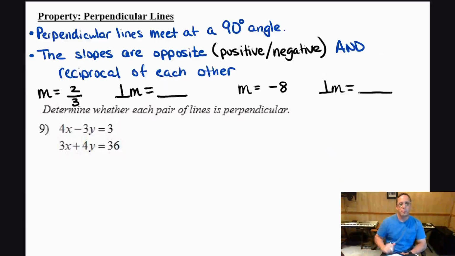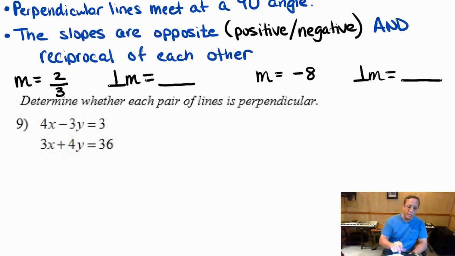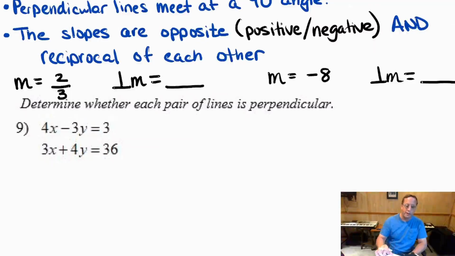Moving on, perpendicular lines meet at a 90-degree angle. The slopes are opposite of each other. That means if one's positive, the other one's negative. If one's negative, the other one's positive. And is in all caps again, meaning that's important. And they're reciprocal of each other. So that means if you flip it over, reciprocal is when you flip a fraction. And those two things have to be present in order for them to be perpendicular to each other.